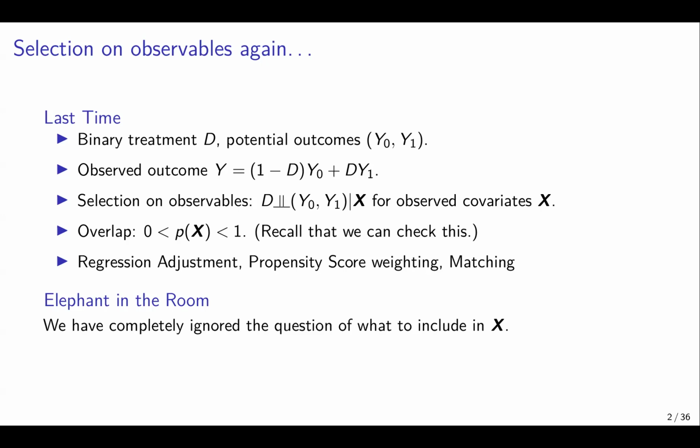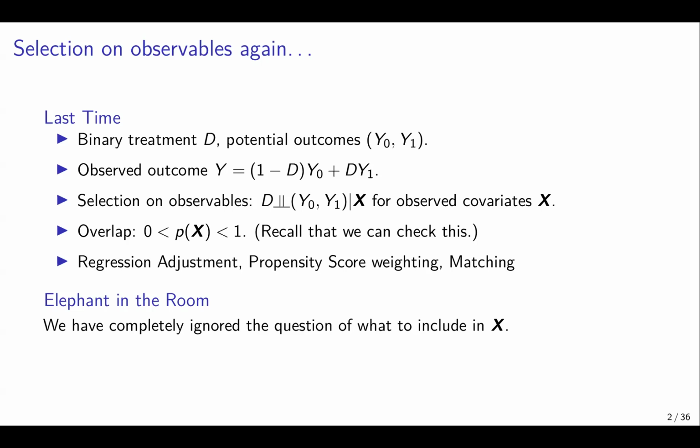And then we had these two assumptions. We assumed, first of all, that D is independent of the potential outcomes, conditional on observed covariates X. That is called the selection on observables assumption. And then we also assumed overlap. In other words, we assumed that the share of people who are treated among people with a particular level of the covariates X is always strictly between 0 and 1.